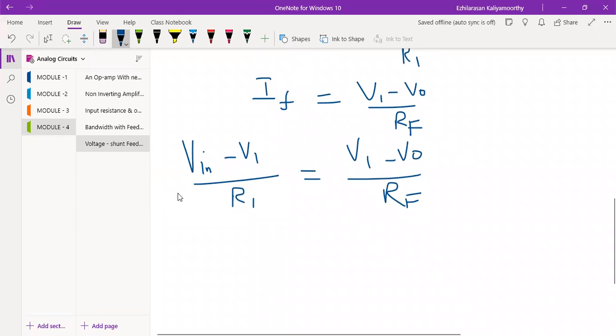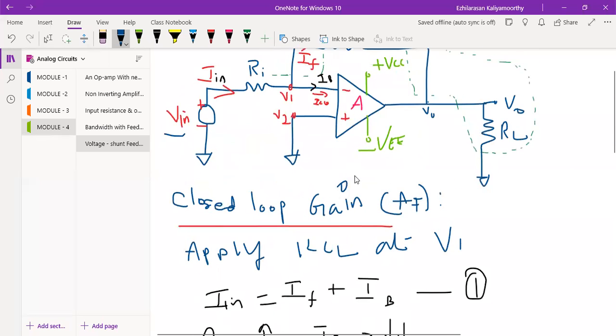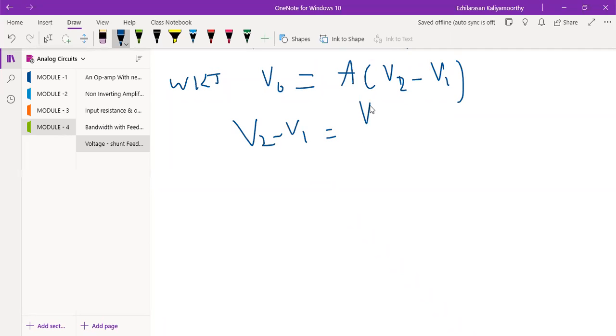Now, as we know, what is V0 actually in the operational amplifier? V0 is nothing but A into V1 as per this diagram. As per this diagram, I can say V2 minus V1. It depends on how we take the variable. So V2 minus V1 is equal to V0 by A. Then what about minus V1? The minus V1 will be equal to V0 by A.